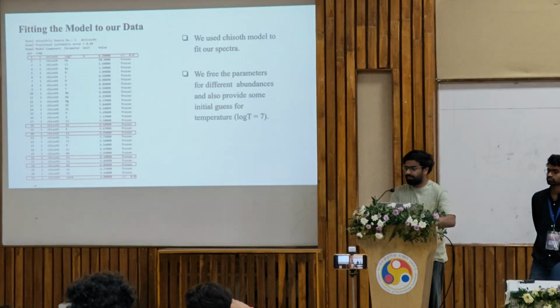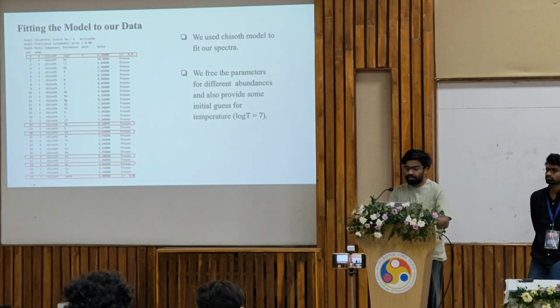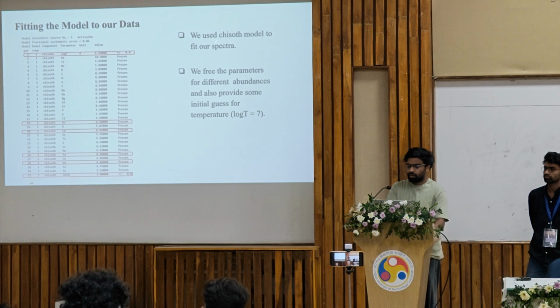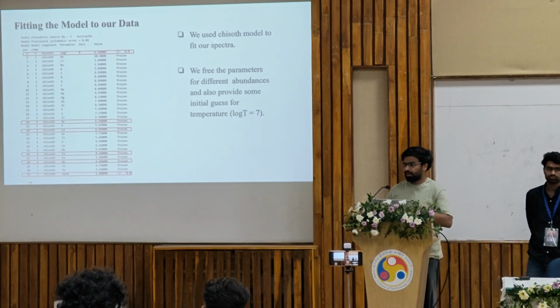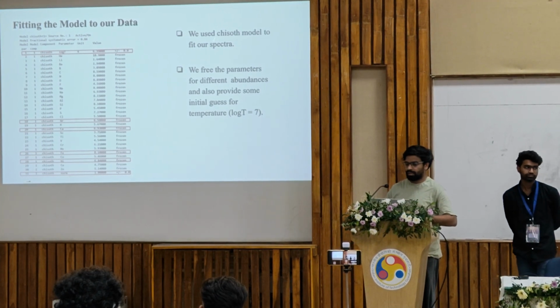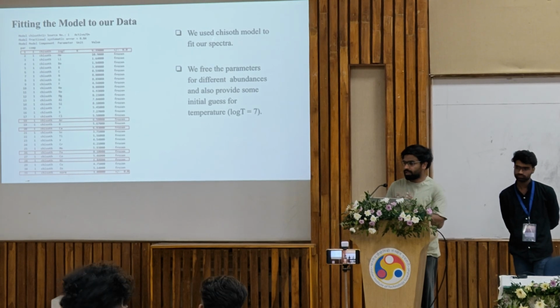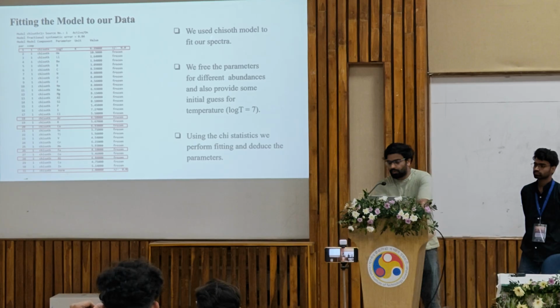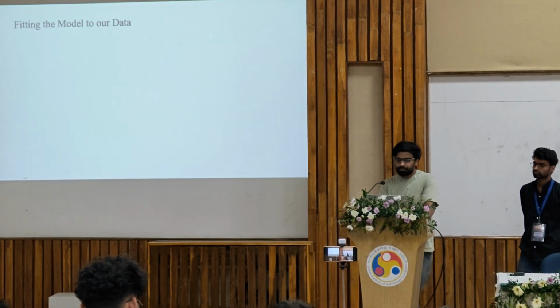We have also freed the parameters for argon, calcium, Fe and nickel, so that when we are fitting, we can make it fit the best. We have the reduced chi-square. So using the chi-statistics, we perform the fitting and reduce the parameters.